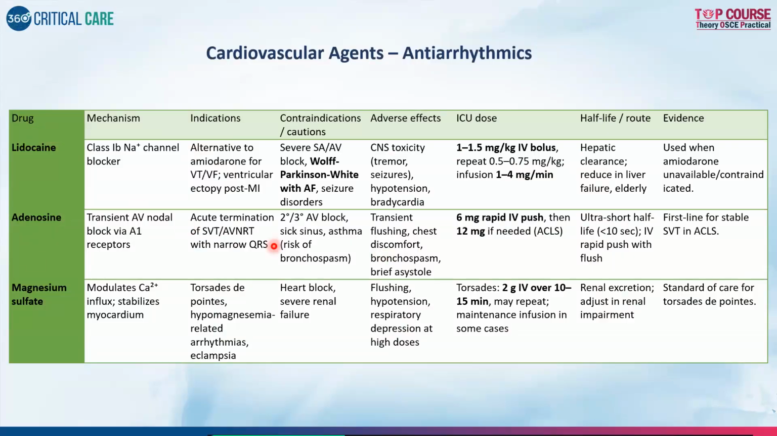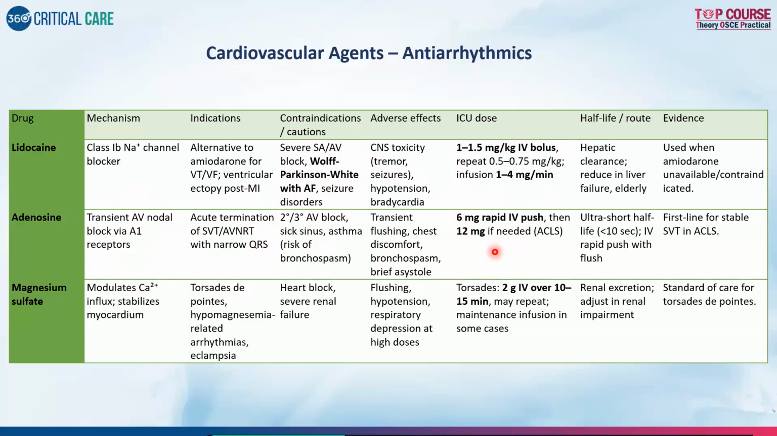Other cardiovascular agents we have, I'll be speaking a bit fast on this. We have the lignocaine. Please remember, it is not used in Wolff-Parkinson-White syndrome with AF, and the ICU dosing as given in the ACLS guidelines. We remember adenosine, it is a transient AV nodal blocking agent via the A1 receptor. All right, it is used in case of the supraventricular tachycardia, AVNRT with narrow QRS. 6 milligram rapid IV push followed by 12 milligram. What one needs to remember is after giving it, we need to lift the hand.